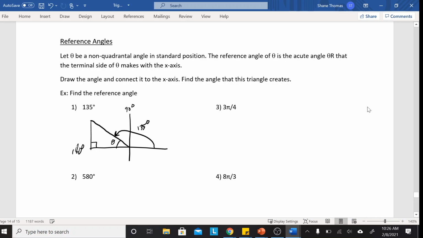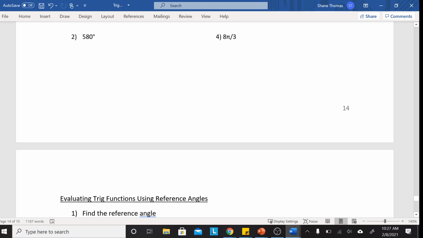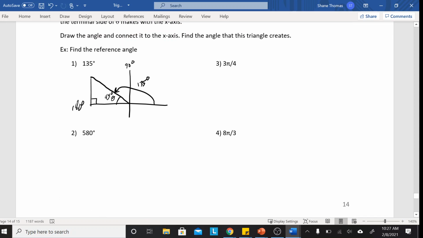This is going to be my theta, because whatever trig identities we have for that angle are going to be the same as what we have for 135 degrees, because all we did was take this angle and standardize it. So in this case, I need to find the difference of 180 and 135. I subtract that and find that it's a 45-degree angle. After I find that angle, I can use it to figure out what my trig functions might be. So all I did was standardize that angle.